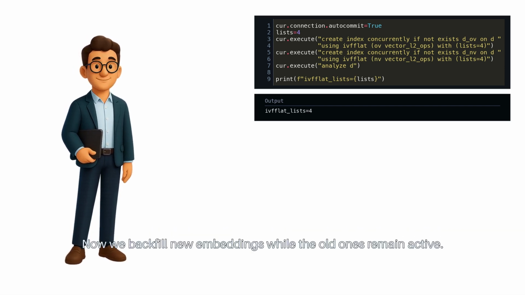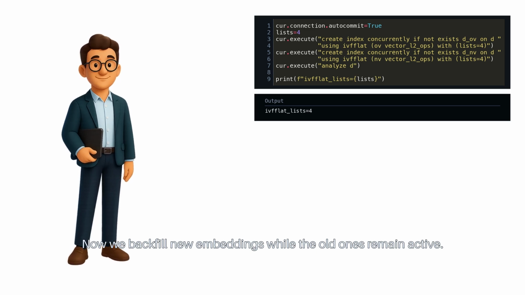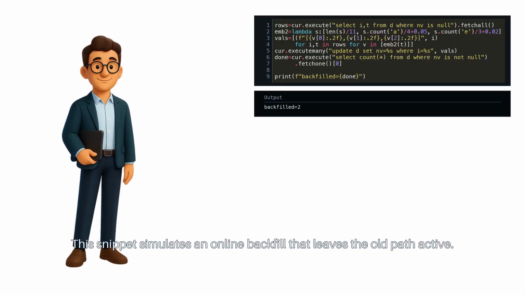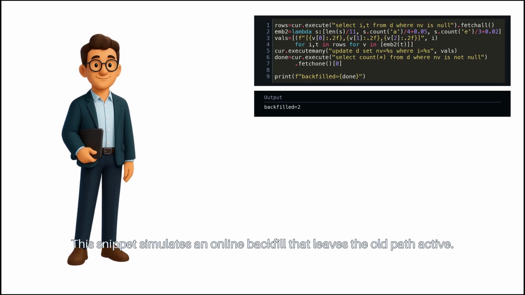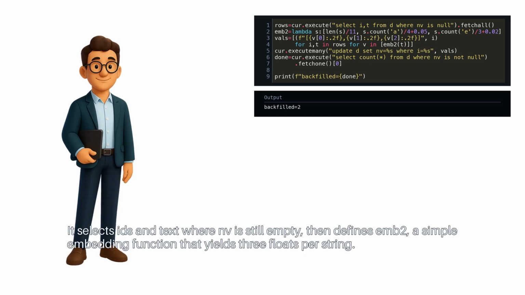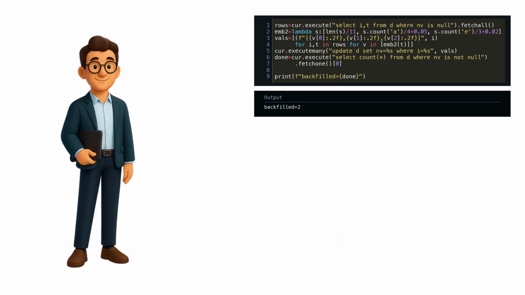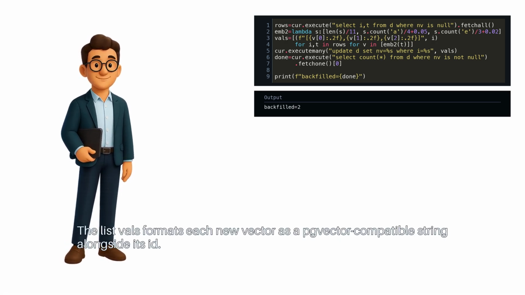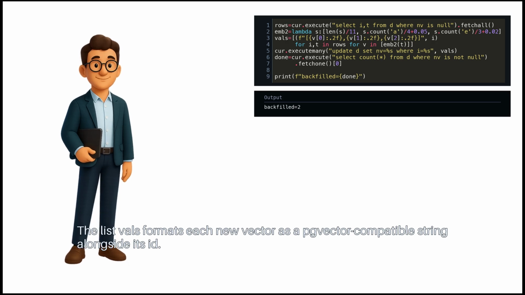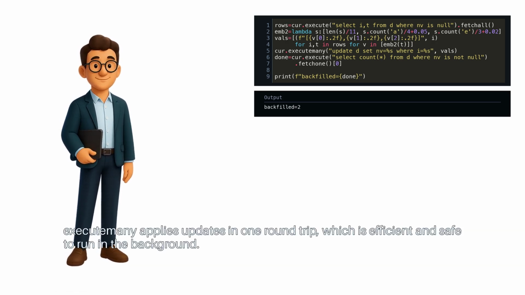Now we backfill new embeddings while the old ones remain active. This snippet simulates an online backfill that leaves the old path active. It selects IDs and text where NV is still empty, then defines M2, a simple embedding function that yields 3 floats per string. The list vals formats each new vector as a pgvector compatible string alongside its ID. Execute many applies updates in one round trip, which is efficient and safe to run in the background.